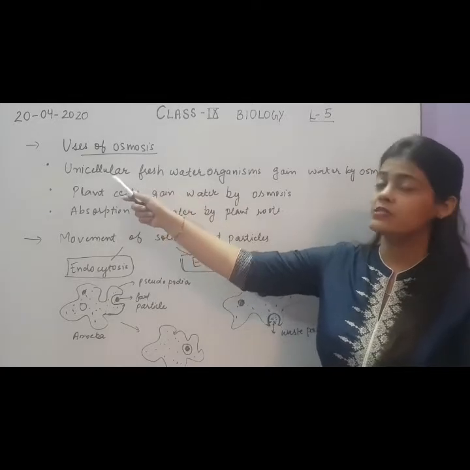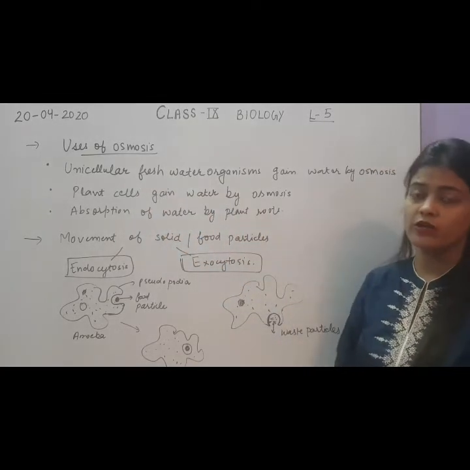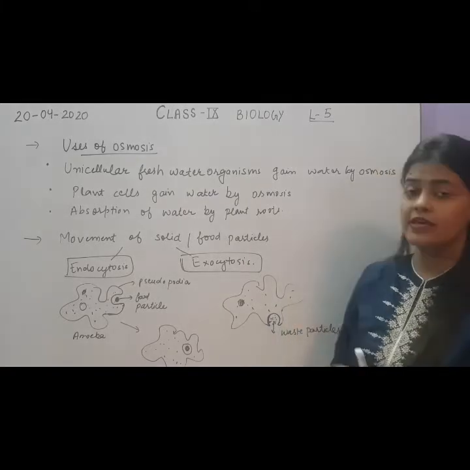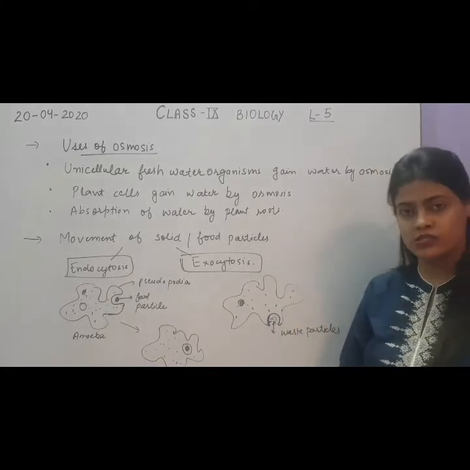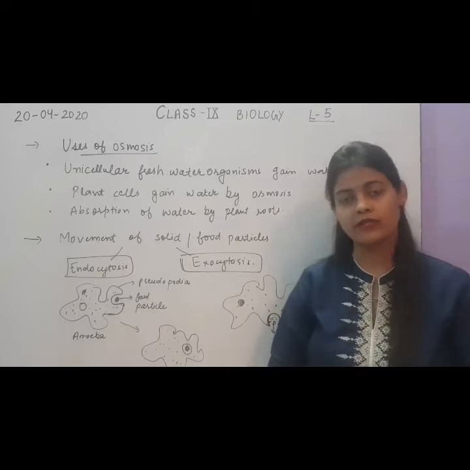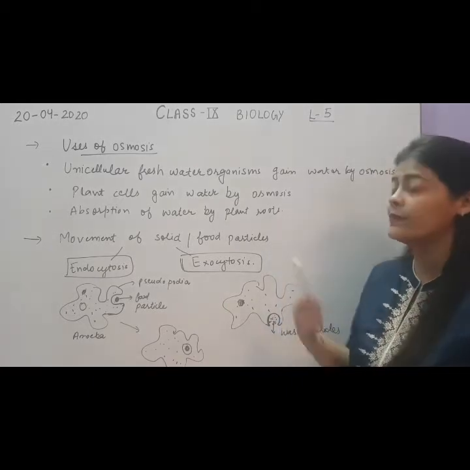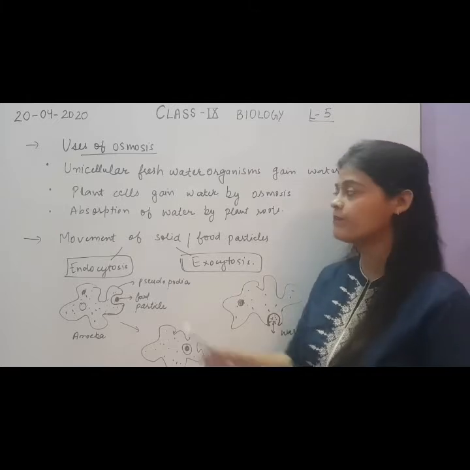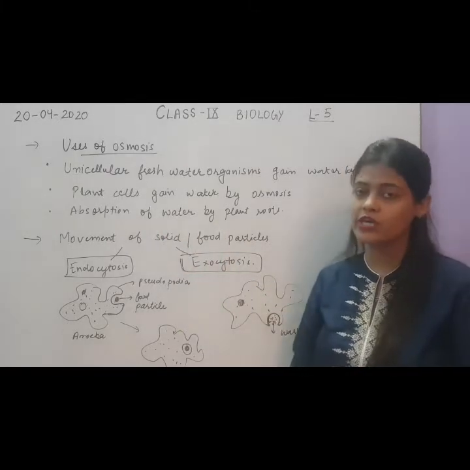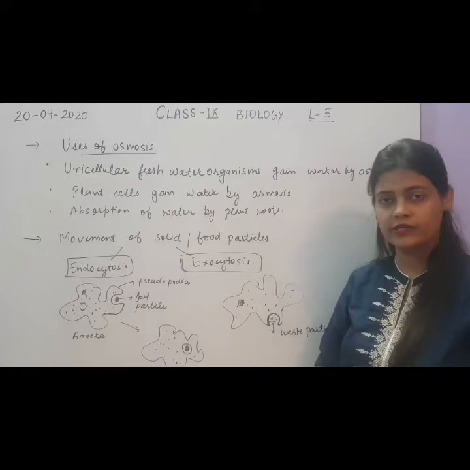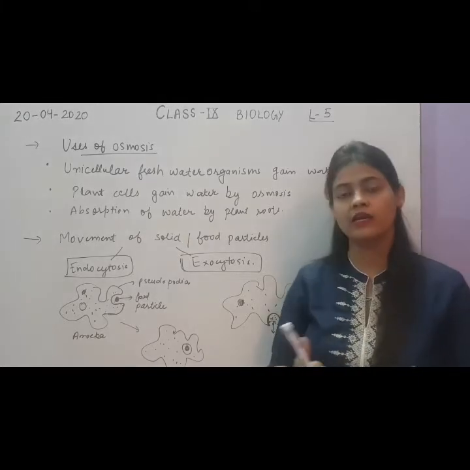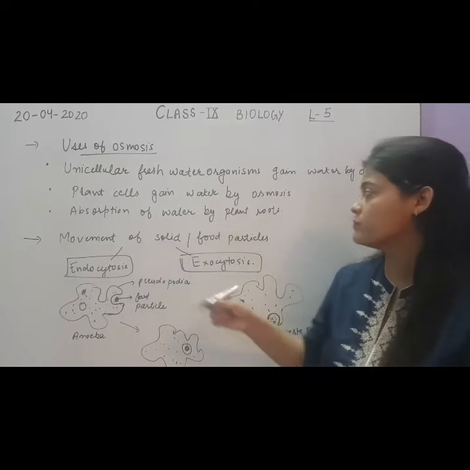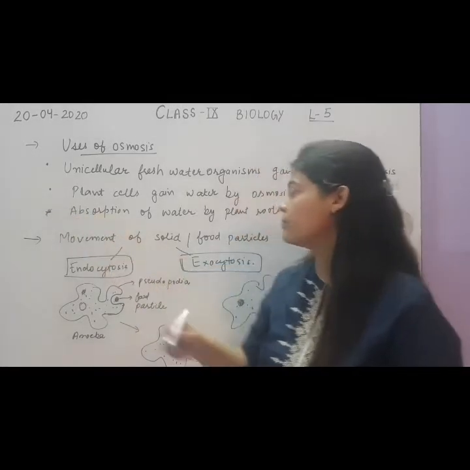For example, there are some unicellular freshwater organisms, amoeba and paramecium. All of these gain water by osmosis. So they take in water by the process of osmosis, depending upon the type of solution present outside them. Next, plant cells also gain water by osmosis, which we have already discussed. And the next one is a very important point, that is absorption of water by plant roots.